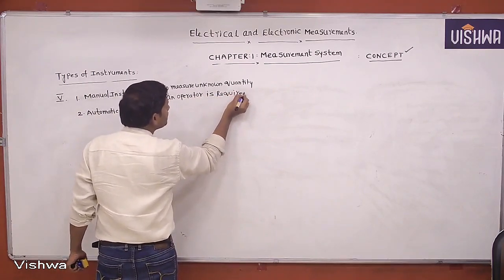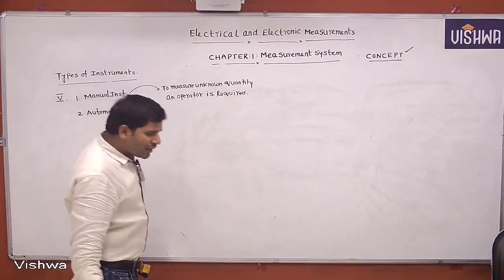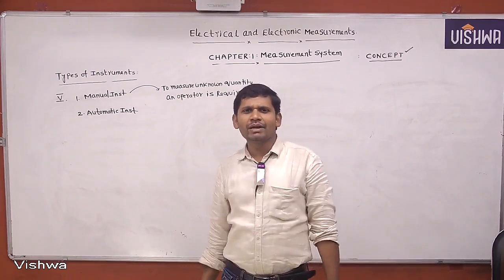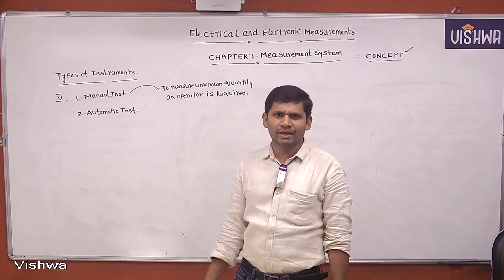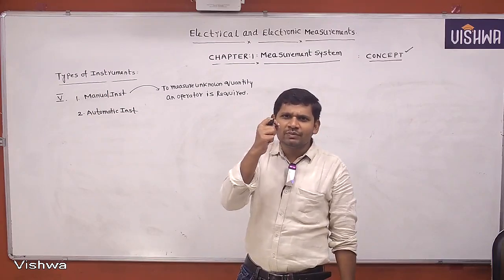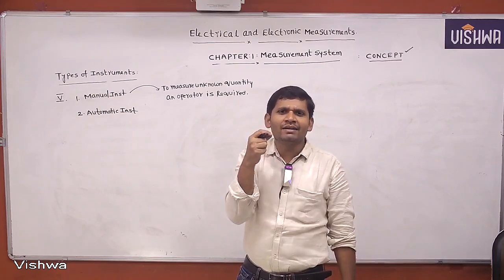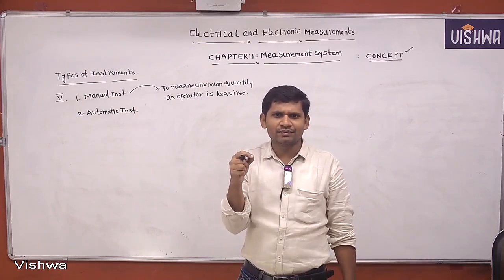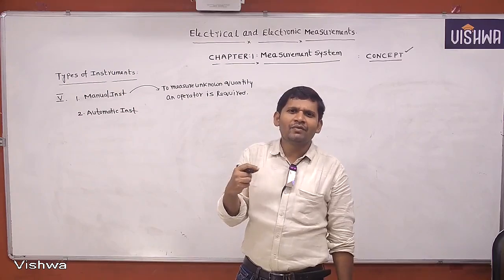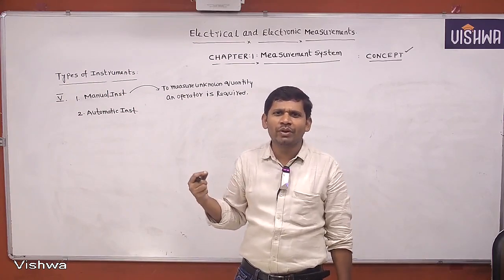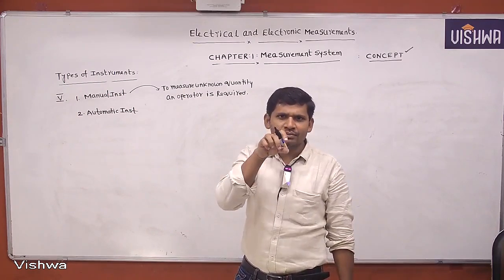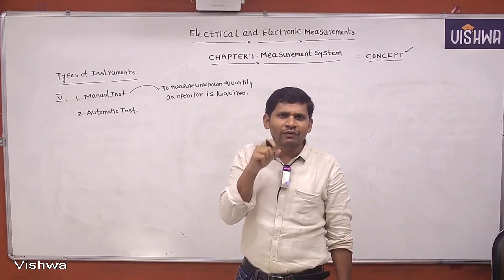The example is measurement of temperature by using the thermistor, or measurement of temperature by using the thermometer. Understood? By seeing the thermometer, you cannot directly identify what the temperature is. You have to measure that value. Measurement of temperature by using thermistor or thermometer comes under manual instrument. Compulsorily you have to detect it. Directly it cannot give the value.